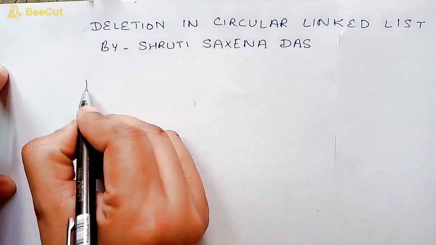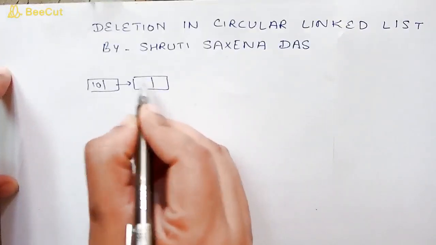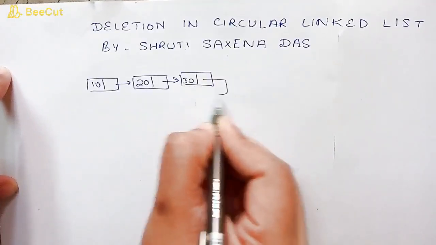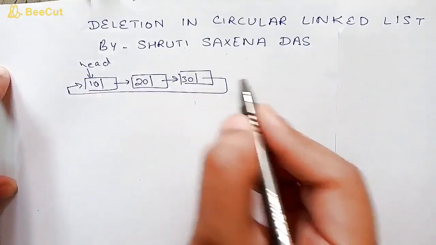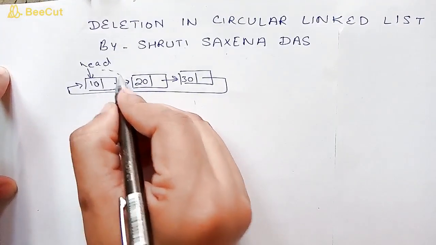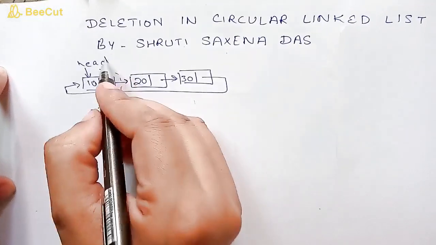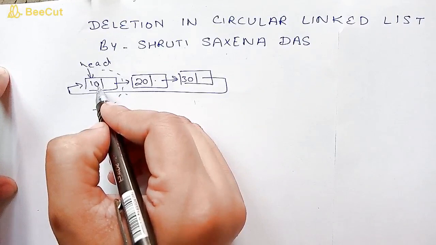Okay, so in case I want to delete from the beginning, that case we are going to discuss. Now suppose there is a scenario in which we have three nodes: 10, 20, 30, and the last node must be containing the address of the first node. This must be head, and I want to delete the first node, that means this particular node. So to delete this node, head should point to its next node, and I can free this node.